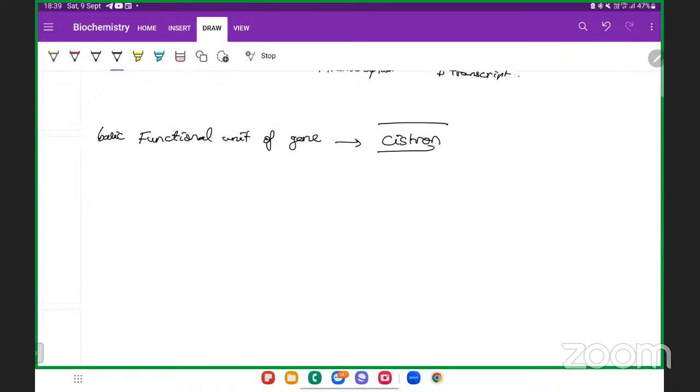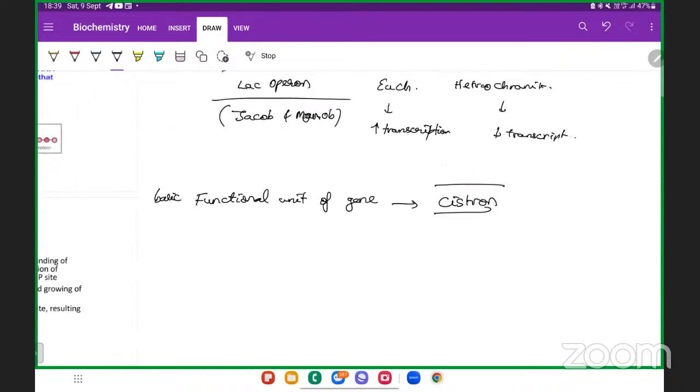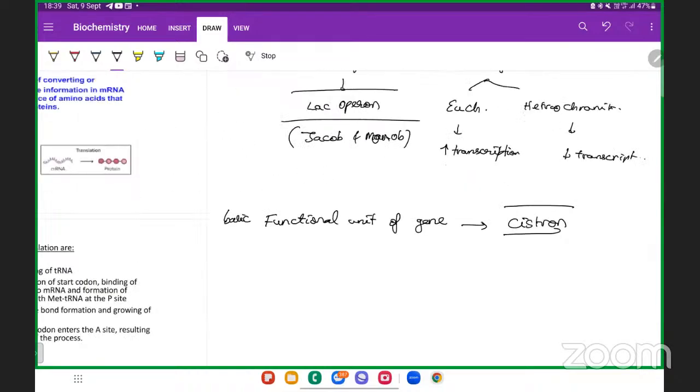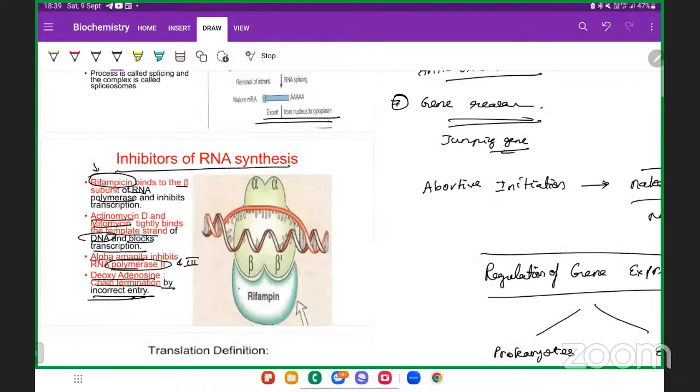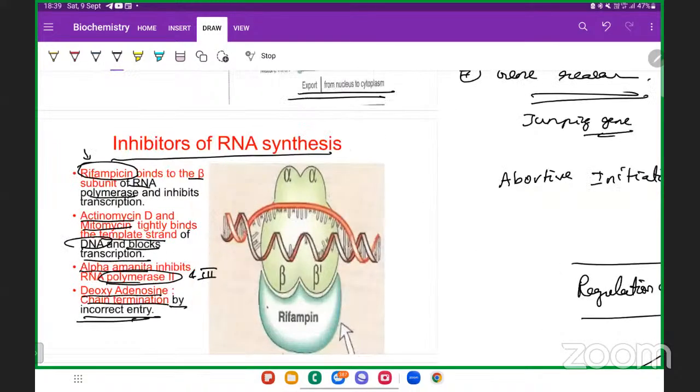Sir, what is the trick to remember the inhibitors? See, with the inhibitors, just note where each one acts. For example, at the first step, RNA polymerase, the inhibitor is rifampicin. At the end, RNA polymerase 2 is inhibited by alpha amanitin. Apart from RNA polymerase, what else do you need? The DNA template. Who inhibits that DNA template? Actinomycin D. So you're going to remember it like this.